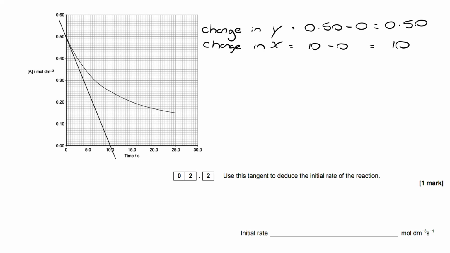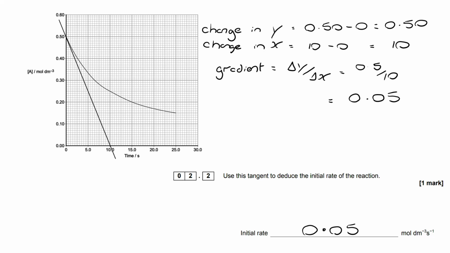So I've got the figures here. I put them in and I get my initial rate, as I've already shown the calculation, of 0.05 mole dm to the minus 3 s to the minus 1.